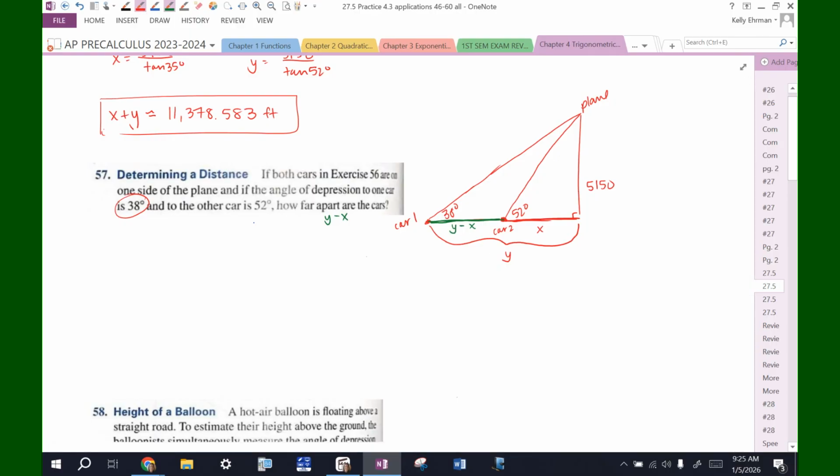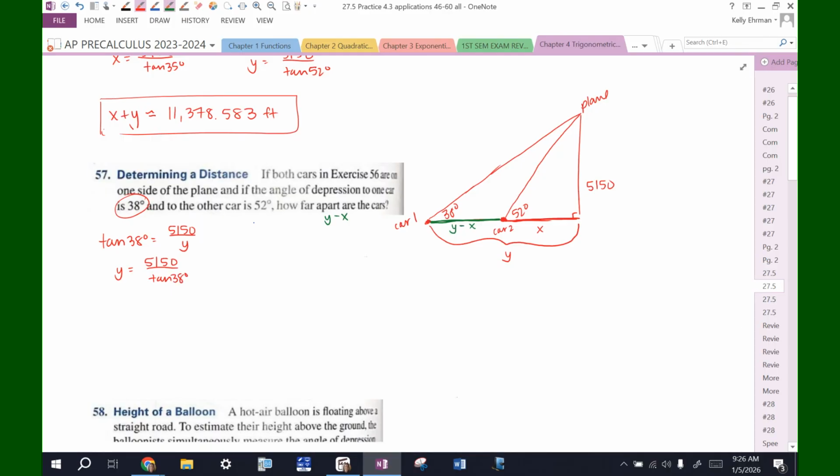So let's set up our two equations again. Let's start with Y. So Y is the big triangle here. So ignore the 52. It's just this outer part. So the tangent of 38 degrees should equal 5,150 divided by Y. And Y would then come out to 5,150 divided by the tangent of 38.